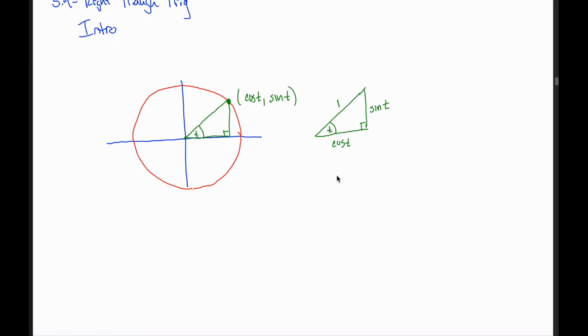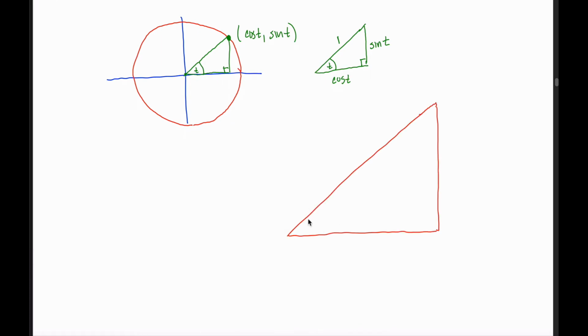And you're like, all right, I guess that could be kind of useful if we were lucky enough to have a triangle whose hypotenuse was exactly equal to 1. But how often do I have a triangle whose hypotenuse is exactly equal to 1? Here's some other triangle, and let's keep this angle the same. Let's call this t still and make this a right angle.